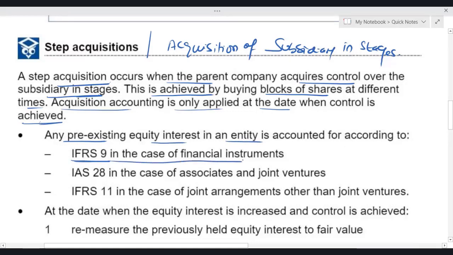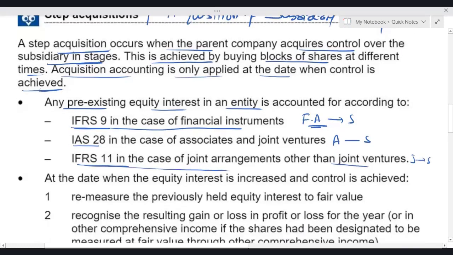In case of a financial instrument, before getting the control, you were having holding around 5, 10, 15%. There's a possibility it was your associate. So what are the possibilities? Financial asset becomes subsidiary. IAS 28 means associate or joint venture. Another possibility is associate becomes subsidiary. IFRS 11, joint arrangement or other joint ventures. So your jointly controlled entity becomes your subsidiary.